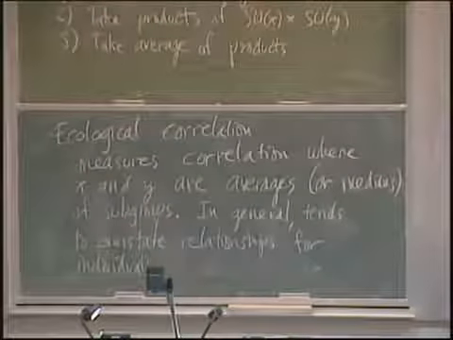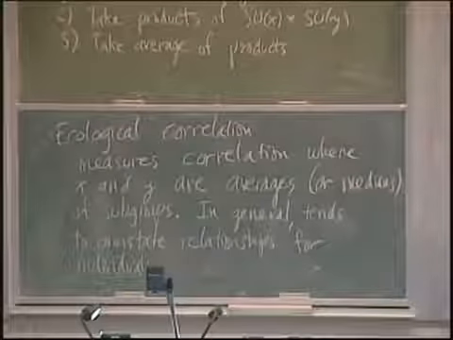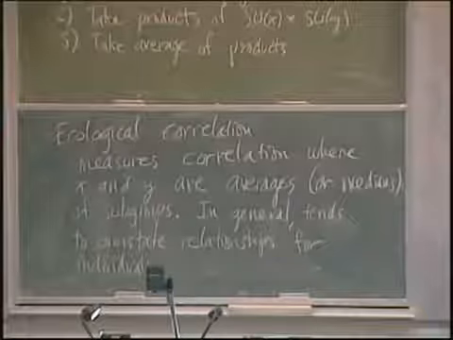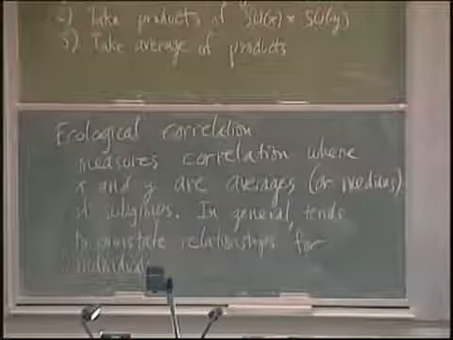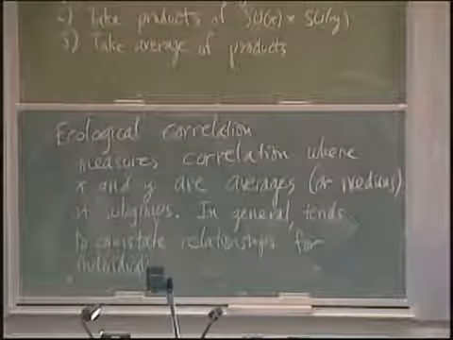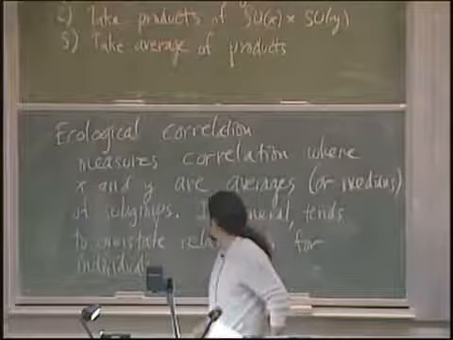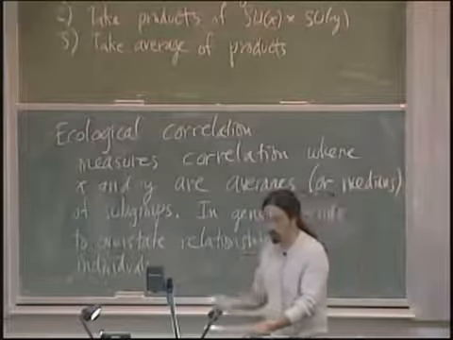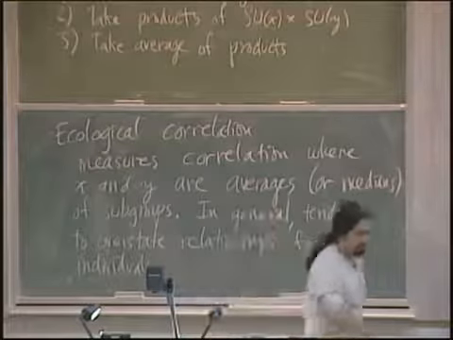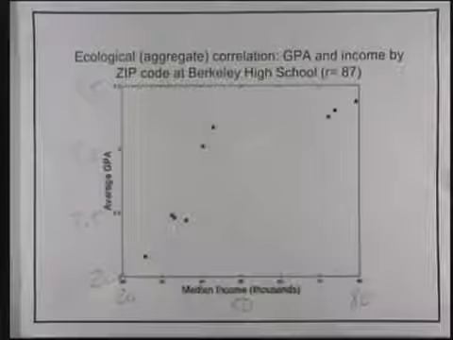Okay, so I'm going to show you a picture of some data that's like this, and we'll talk about it. Part of what I want you to think about is this idea. I also want you to just think about this data and what conclusions you can draw from this picture, okay? So you can just generally think about that. Oh, this is also called aggregate correlation sometimes because these averages are sort of aggregates of subgroups. So this data is from Berkeley High School, and it shows median income along the x-axis and average GPA on the y-axis.